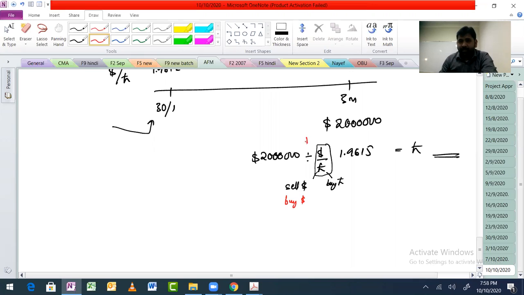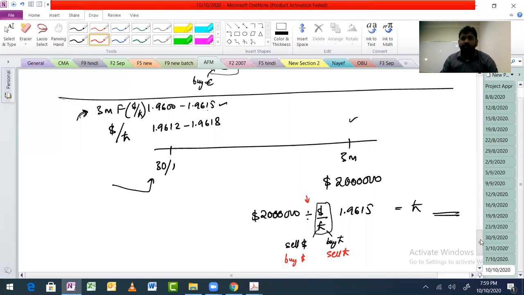This divide will remain divide because that divide has got nothing to do with pay or receive. Now which number will you use? Sell dollar is what you were doing because you were going to receive dollar. Now you will be paying dollar, so you don't have dollar, you will have to buy. Can you buy dollar here? No. So you will sell pounds. What is the bad rate for sell? The lower one. So instead of this, you will use the lower one, 1.96.